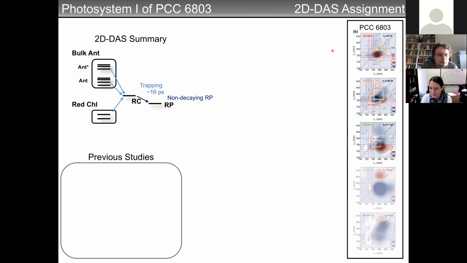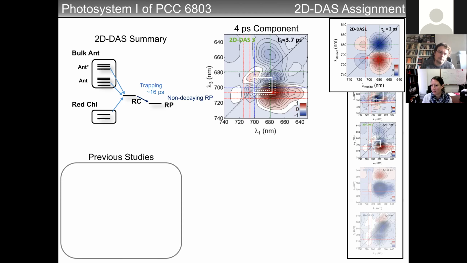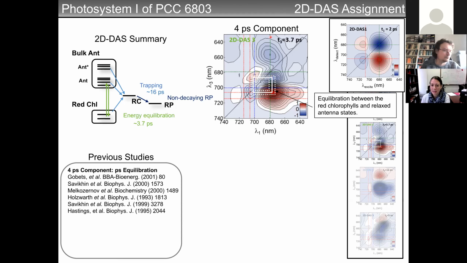Okay, I want to tell another story today, so I'm going to just focus on the results for the red chlorophylls. All right, so here on the 4 picosecond time scale, this is the 2D DAS for photosystem 1. So we have this box pattern here, right? And if you remember, it's the same box for equilibration. So this indicates there's equilibration occurring among these states. And from the position of the cross peaks, we know that this involves equilibration with the red chlorophylls and lower lying antenna states, or relaxed antenna states, right? Because this is shifted from the diagonal. Okay, so we can sort of draw these arrows. And this is consistent with previous studies.